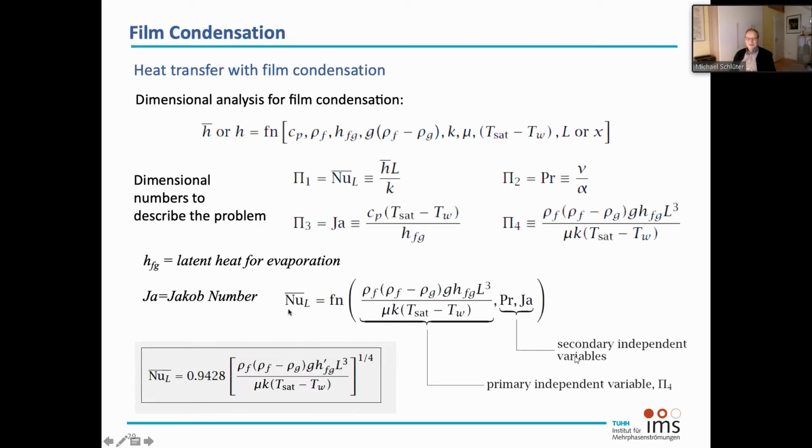And now we can create a Nusselt number that is a function of Prandtl, Jakob and the Reynolds number. And this is an empirical correlation here that helps us to get an idea of the heat transfer performance for a condensation process.